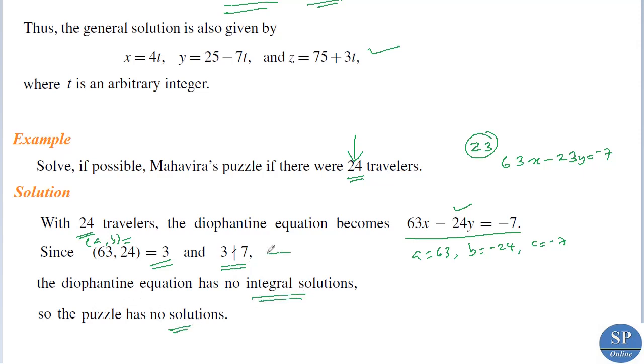It is because of the necessary and sufficient condition. We know this Diophantine equation is solvable if and only if the GCD of a and b divides c. But the GCD of a and b equal to 3 does not divide c, that is c equal to 7 here. So 3 does not divide 7. So this Diophantine equation has no solution. So the puzzle has no solution.